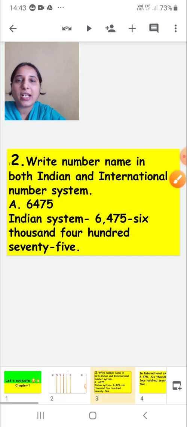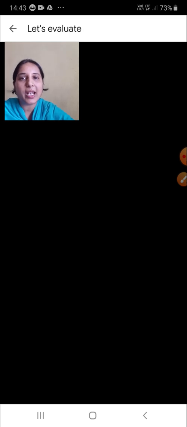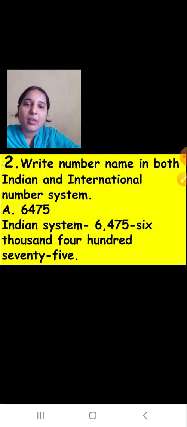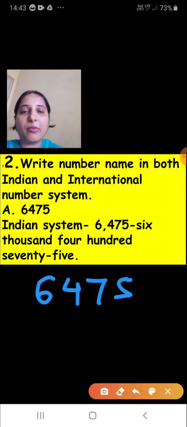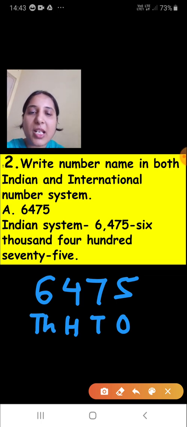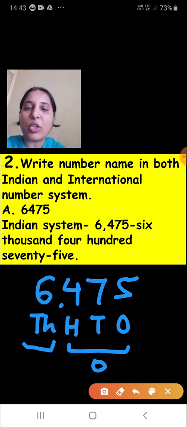Now let's move to the next question, where you have to write the number names in both the Indian and international number systems. The first number is 6475. First we will put the comma at the right place. This is the ones place, this is tens, this is hundreds, and this is thousand. So where will we put the comma, children? This is the period of ones, and this comes in the period of thousands. So there we will put a comma.